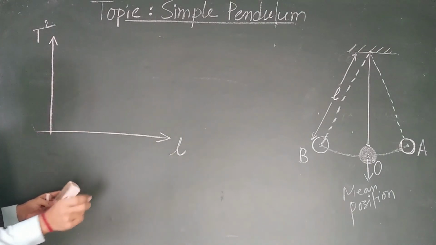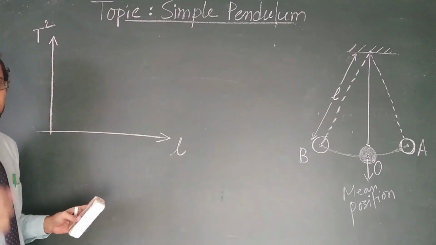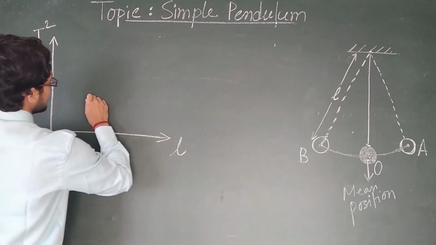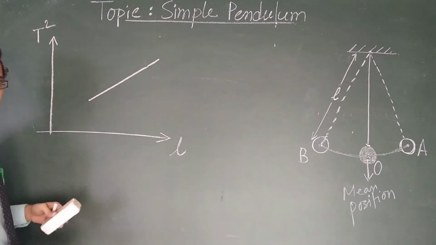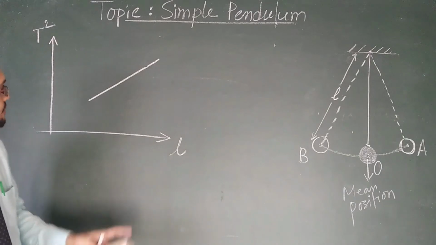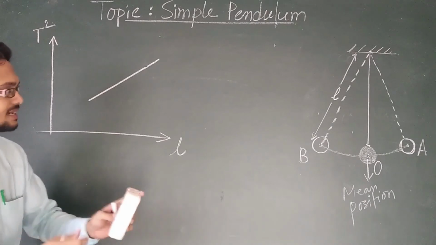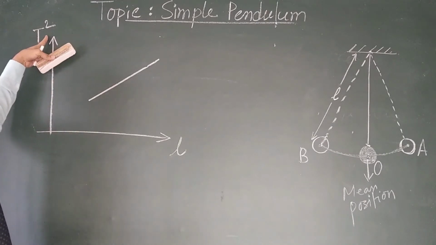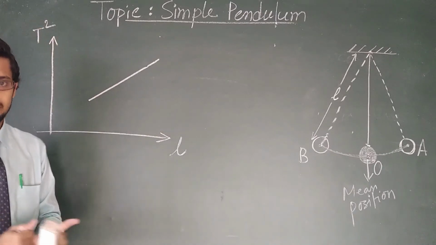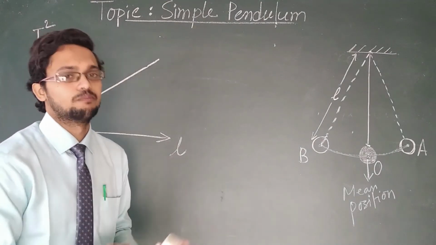If you plot those sets of L effective length and its corresponding time period square, you will get a graph like this. What kind of graph is this? This is a straight line, and most of the time we want to find a straight line graph. For that reason, here I have taken T square, not T. If you take T, the graph will not look like a straight line, because from a straight line we can measure one thing easily, that is slope.